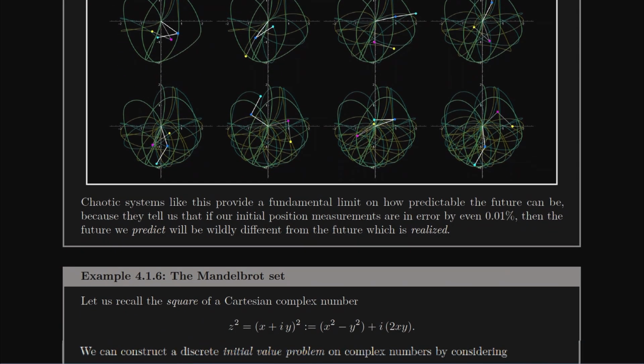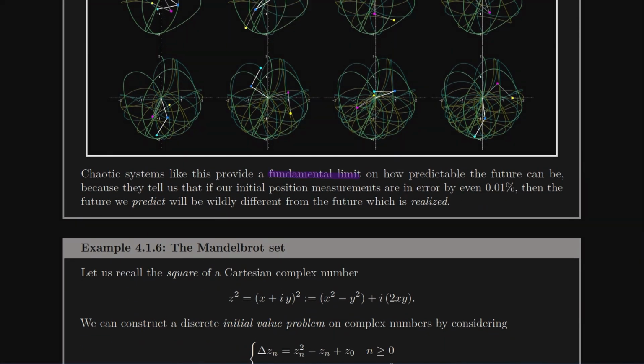And so these systems are really quite interesting because they do provide a fundamental limit on how predictable the future could possibly be. Because you could imagine if I want to predict the future and I'm measuring everything's position, if my ruler's bad or something, or maybe my body was shaking too much when I took the measurement, if I'm off by even 0.01%, then the future I predict, right, we don't know which of the two pendula is going to be true in the future. The future I predict, I have to make a choice between one of those two pendula. If I make the wrong choice, then the one I predict is completely different from the one I realize. And so it provides a fundamental limit, and these systems are quite interesting to study because we would like to know about that fundamental limit.